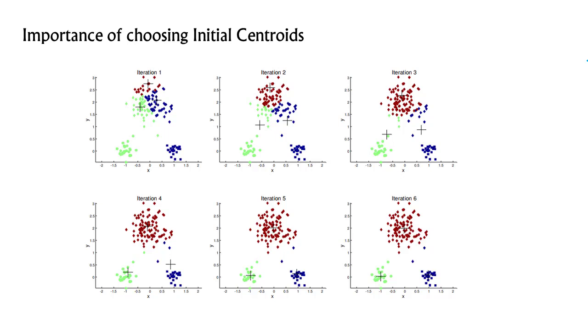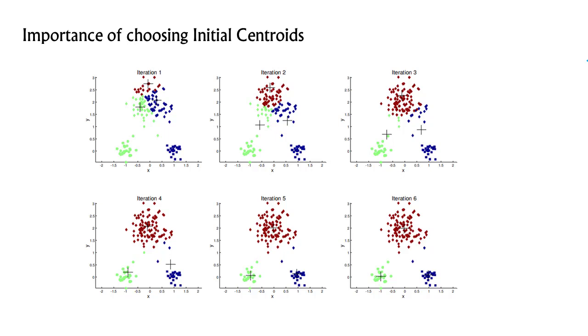Here, you can see that in iteration number 1 we have 3 centroids. In iteration number 2 we compute another average: we assign the clusters to the same centroids, and then we recompute by taking the average. Then the third iteration, then the fourth, the fifth, and the sixth iteration.